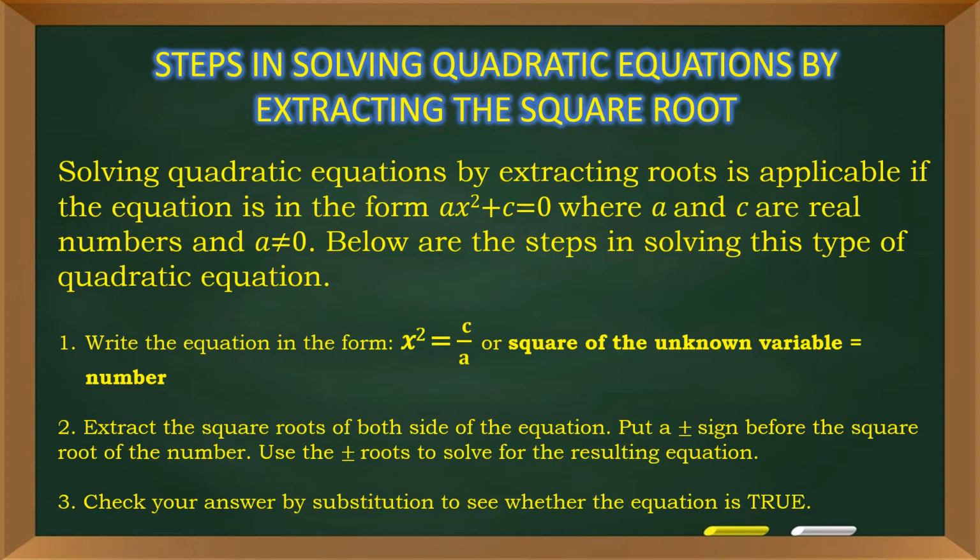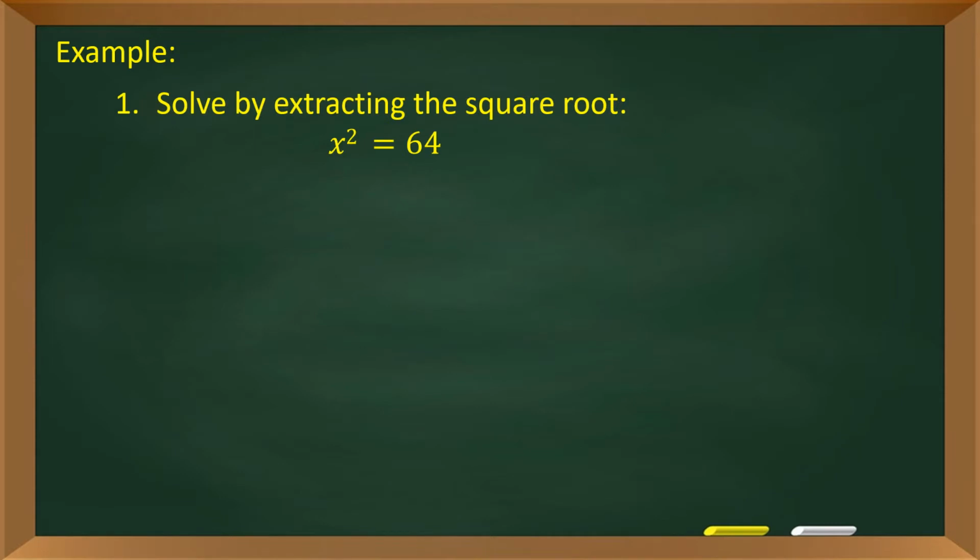And of course, after solving for the roots, you have to check your answer by substitution to see whether the equation is true. On our examples, I will show you different situations involving extracting the square roots and how to deal with them. So on our first example, that's x squared is equal to 64, which follows our simple form x squared equals c. So you just have to extract the square root of both sides.